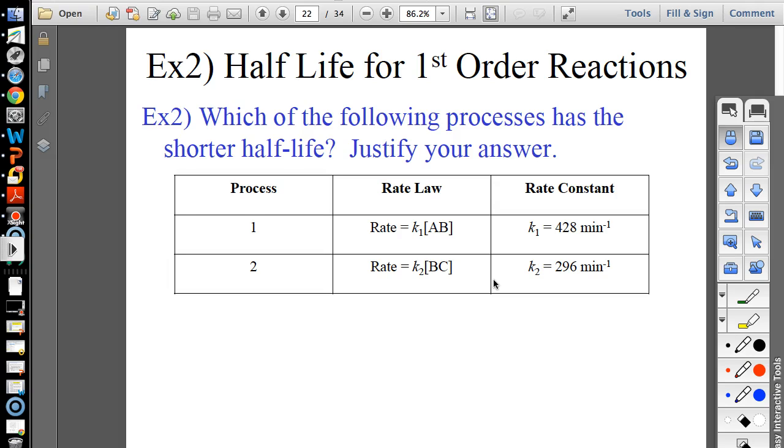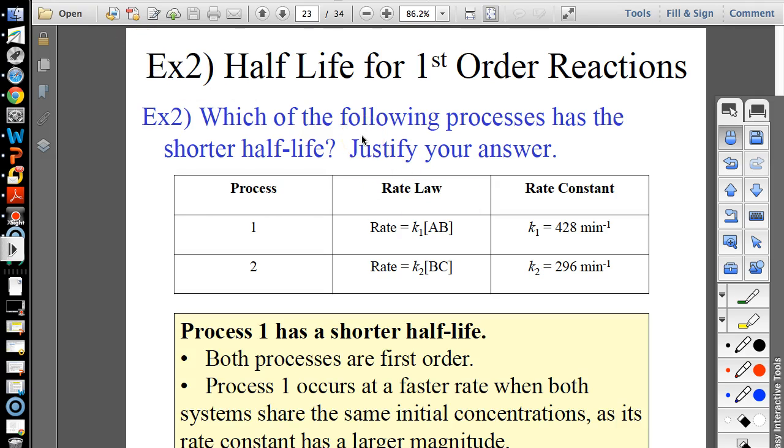Thanks, Drew. I'm going to retire now since y'all got it. Some of y'all in calculus, y'all can teach this later. Oh, look, there's the answer. Both processes are first order. Process 1 happens at a faster rate when they have the same initial concentrations, and it has a higher magnitude on the rate constant, which is kind of what I was saying there.